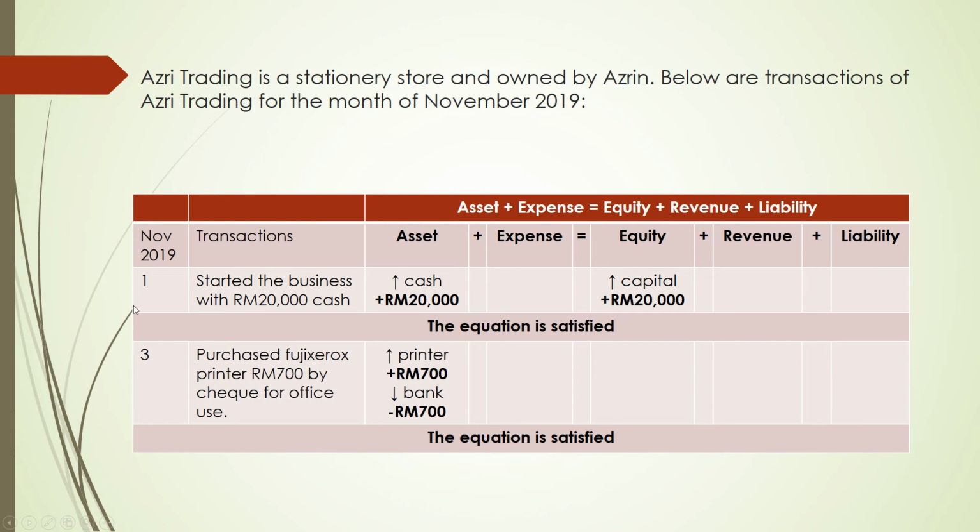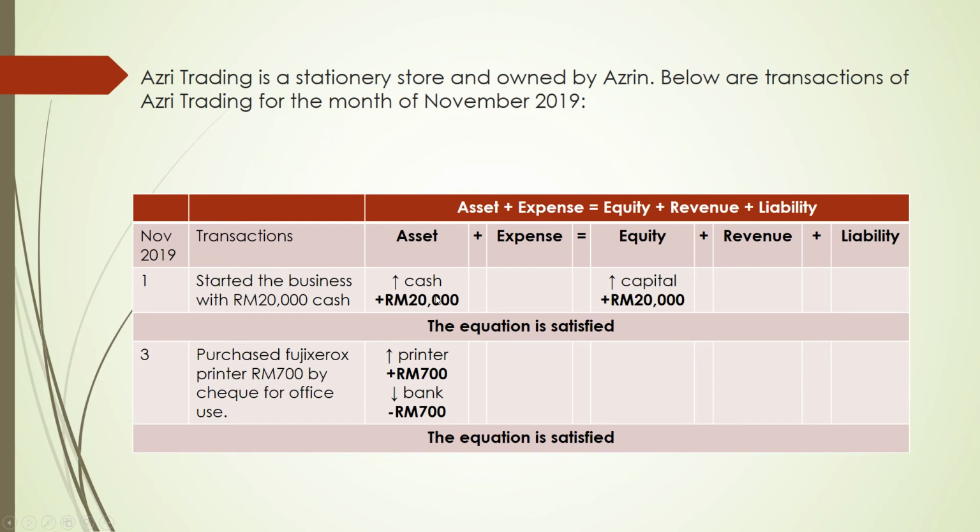So the first transaction is on 1st November. The transaction is started the business with 20,000 cash. Therefore, equity increase. Equity is also known as capital. So the amount of equity is 20,000 increase. And the second effect will be increase in cash because the owner brought in cash as a capital. Therefore, asset increase. In terms of cash, 20,000.